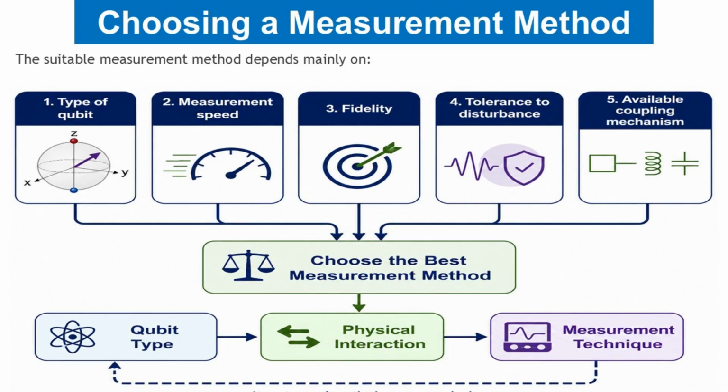As shown in the figure, several factors are important. We consider the type of qubit, required measurement speed, required fidelity, acceptable disturbance, and the available coupling mechanism. So there is no single measurement method for every qubit. The qubit technology and its physical interaction determine the most suitable measurement technique.